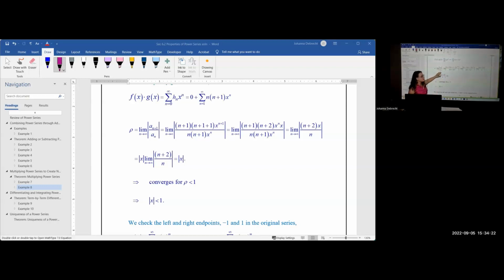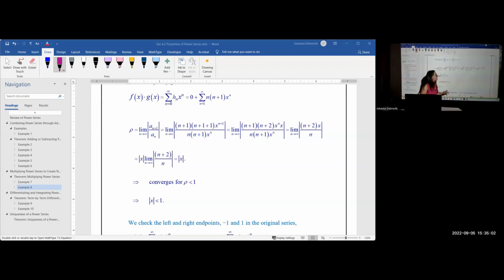So we have the ratio of a sub n plus 1 over a sub n. So we replace n with n plus 1. We replace that n with n plus 1, still plus 1. So that becomes n plus 2 times x to the n plus 1 divided by what we have in the original sum, which is a sub n. Now the n plus 1's cancel, and then I'm going to get n plus 2 over n, and then I can rewrite x to the n plus 1 as x to the n times x, so the x to the n's cancel, and I'm left with the limit as n goes to infinity of n plus 2 times the x divided by n.